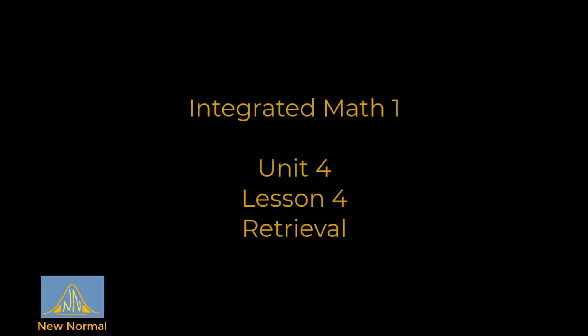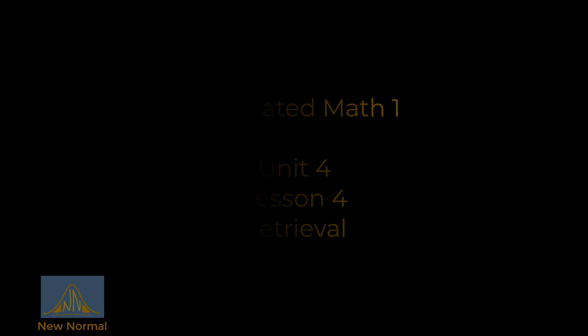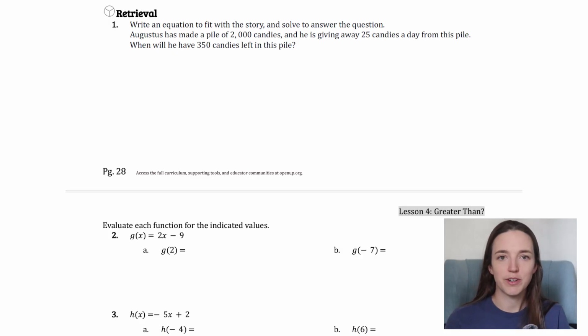This is the Unit 4, Lesson 4 retrieval in our packet. It is on page 28. Okay, write an equation to fit with the story and then solve to answer the question. Augustus has made a pile of 2,000 candies, and he is giving away 25 candies a day from this pile. It's a lot of candies. When will he have 350 candies left in this pile?